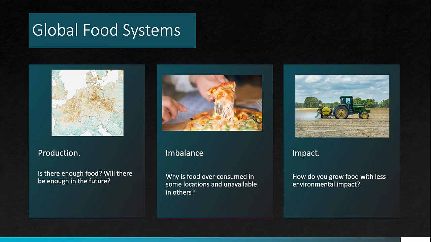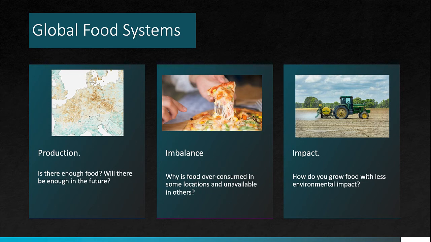We'll get into that in the class, but one key part of the answer is to explore the imbalance in food consumption across the planet. And to understand that imbalance, we have to ask the question of why is food so overconsumed in some locations and yet still unavailable in others?